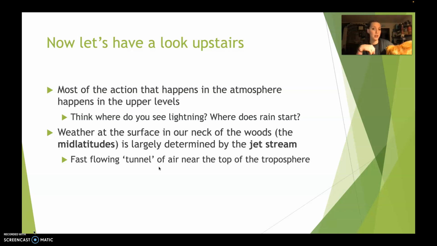And weather in our neck of the woods, aka the mid-latitudes, is really largely determined by the jet stream. So this fast-flowing tunnel of air near the top of the atmosphere.